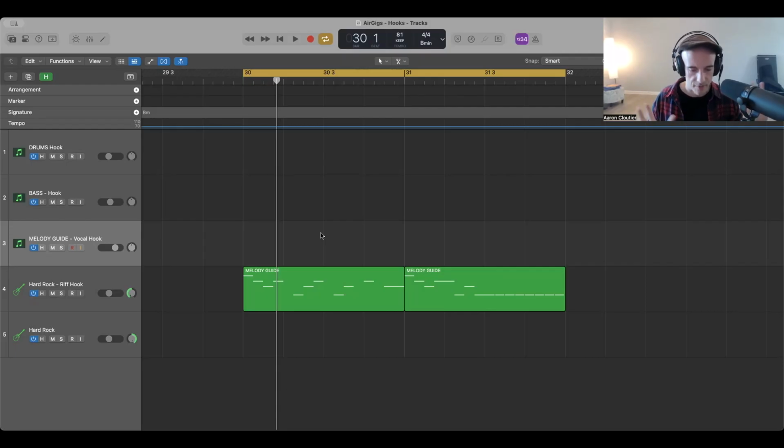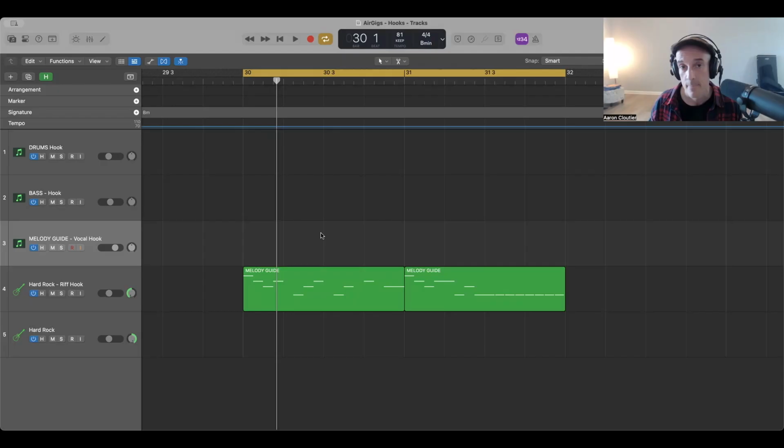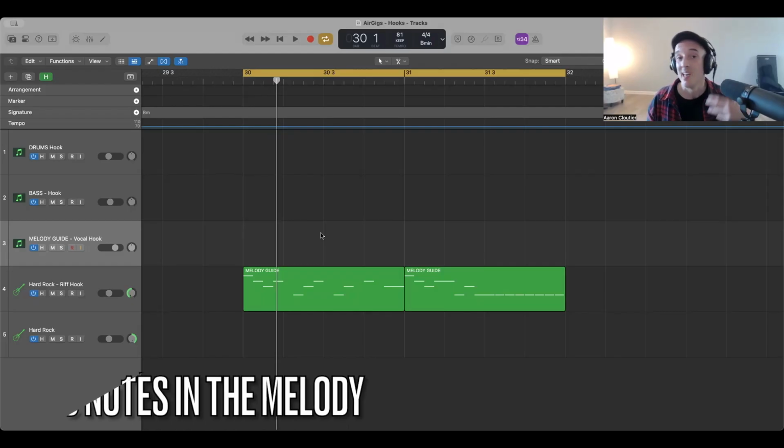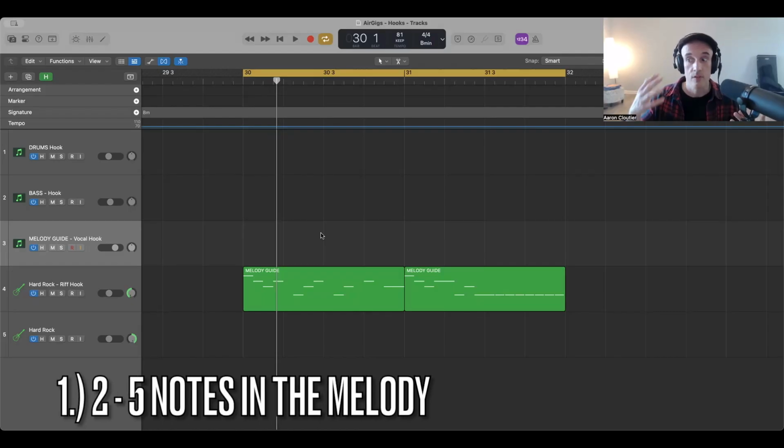All of these are very different from each other. Some use only 2 notes. Some can go as far as 5 notes. Okay, so just to recap and tie everything together with this section, here are the commonalities that are shared amongst all these different songs with these hooks. One, they all are comprised of anywhere from 2 up to 5 notes.